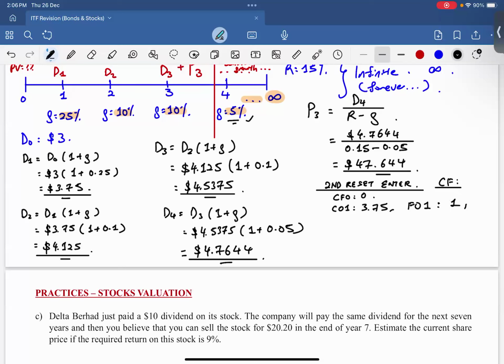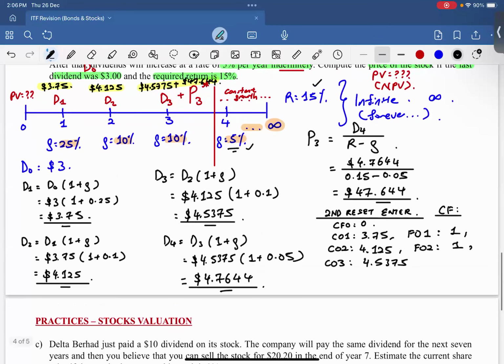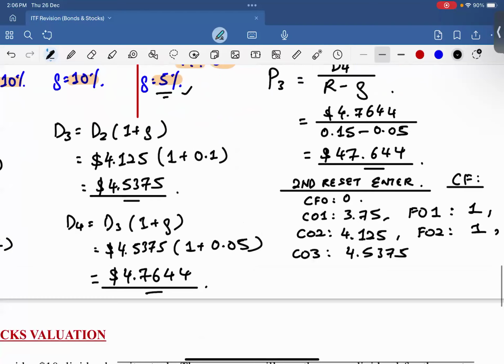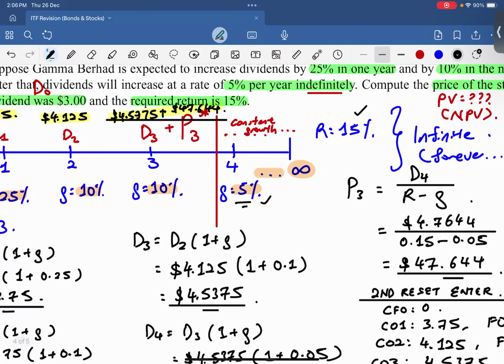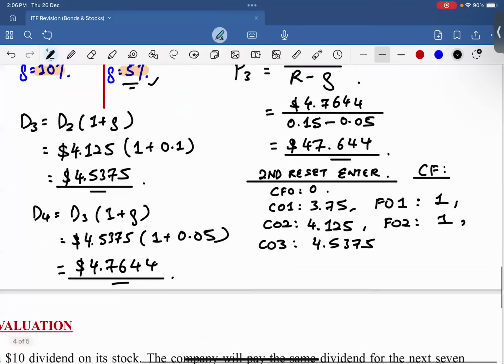3.75. Frequency is 1. Okay, 4.125. Frequency is also 1. 4.5375. Oh, this one need to add on. Take note. In year 3, you receive 4.5375 plus 47.644. Make sure you add it up.